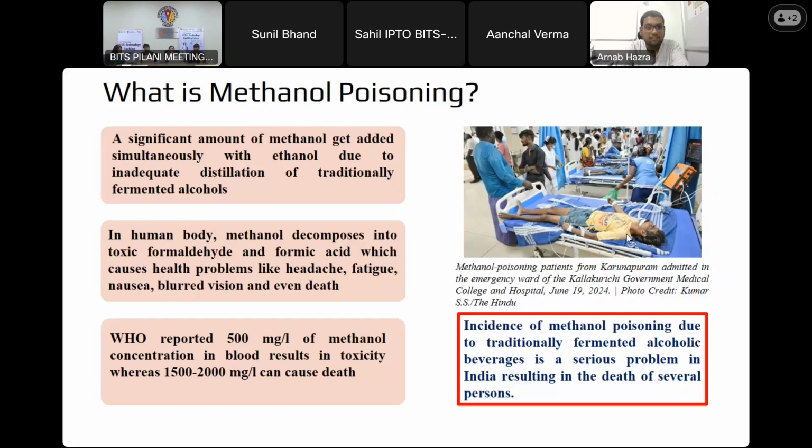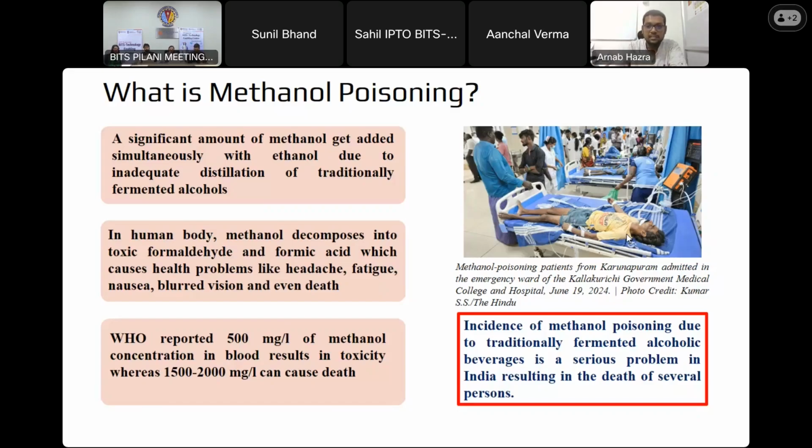WHO reported that a methanol concentration of 500 mg per liter in blood is toxic, whereas 1500 to 2000 mg per liter can be the cause of death. This type of methanol poisoning incident is very common in India, and mostly the poor income people are the sufferers. Here I have presented one image of the incident in June 2024, where methanol poisoning happened in Karunapuram, and this is the situation.